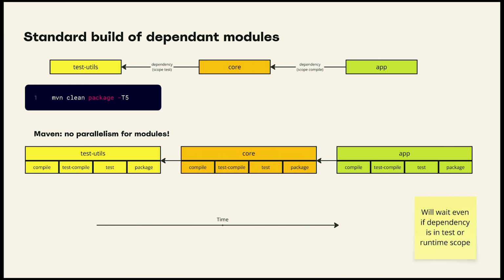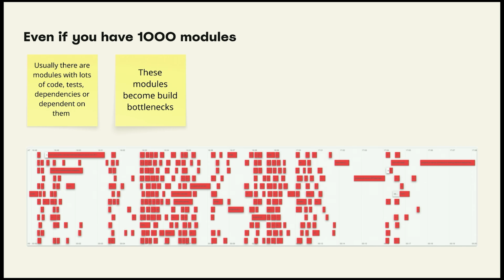So let's try to build our multi-module build in parallel. We will not have any parallelism there, because first Maven will build our test utils, then it will build core, all the phases, and then it will build app, because those modules depend on each other. There is no parallelism, even despite there is a multi-module application. Even if your project has 1,000 of modules, you shouldn't expect that it can evenly load your workers.